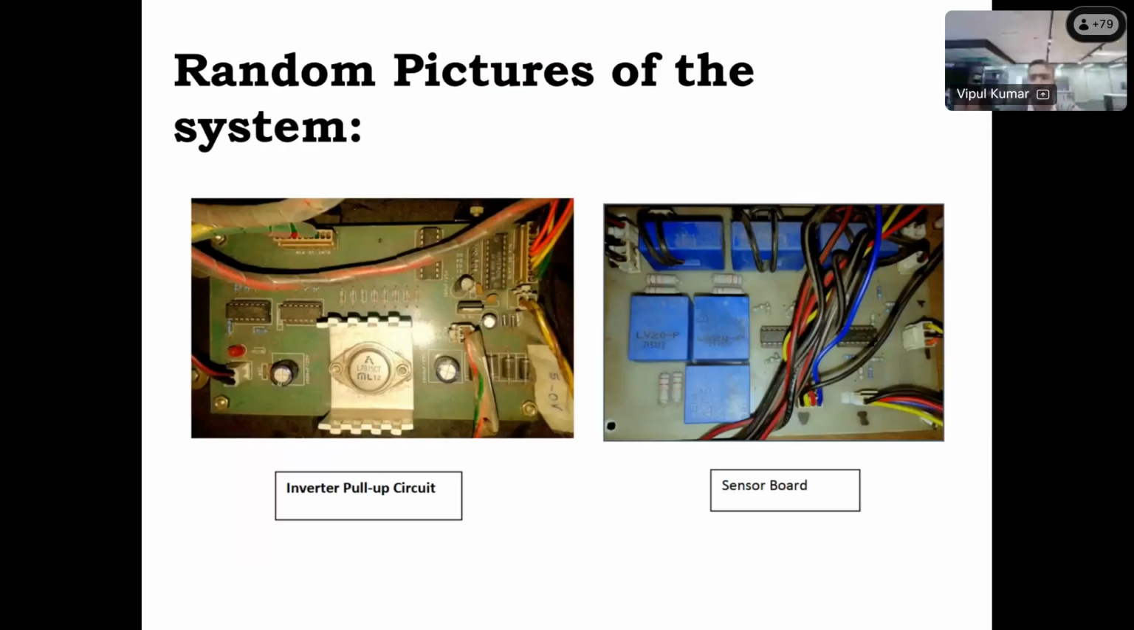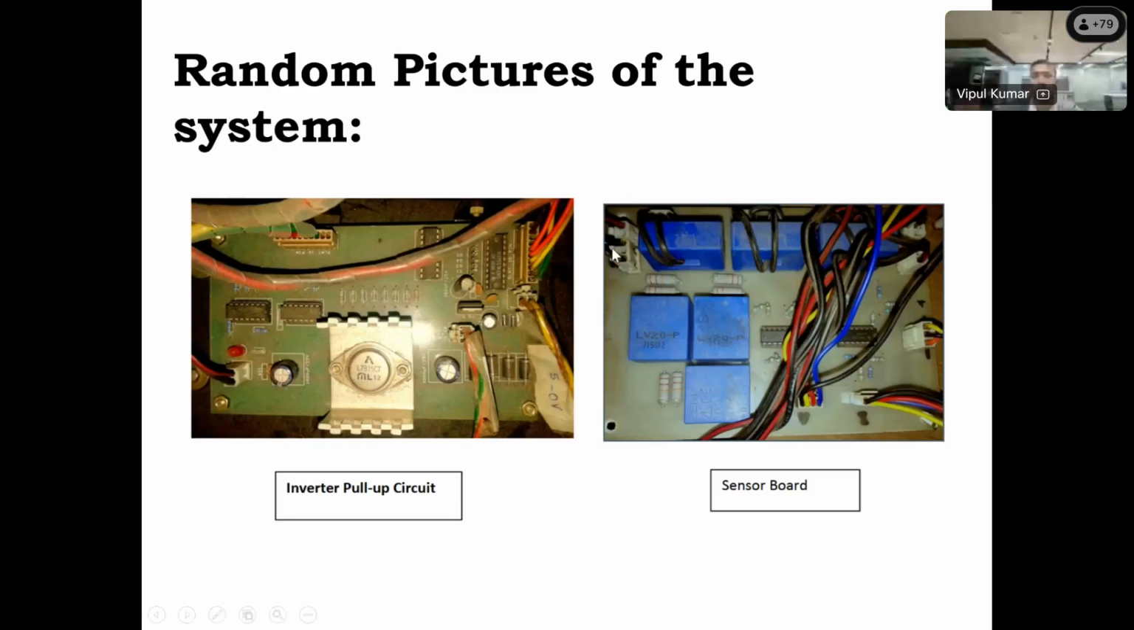And this is the LEM based sensor PCB, and the card, because the sensor has an output of 5 volt and low power also, I think around 40 milliampere or 20 milliampere. But the inverter needs 15 volt and around 1 ampere. So for that purpose we need a power boost circuit. We call it the inverter pull up circuit. It will increase the voltage and the power also.